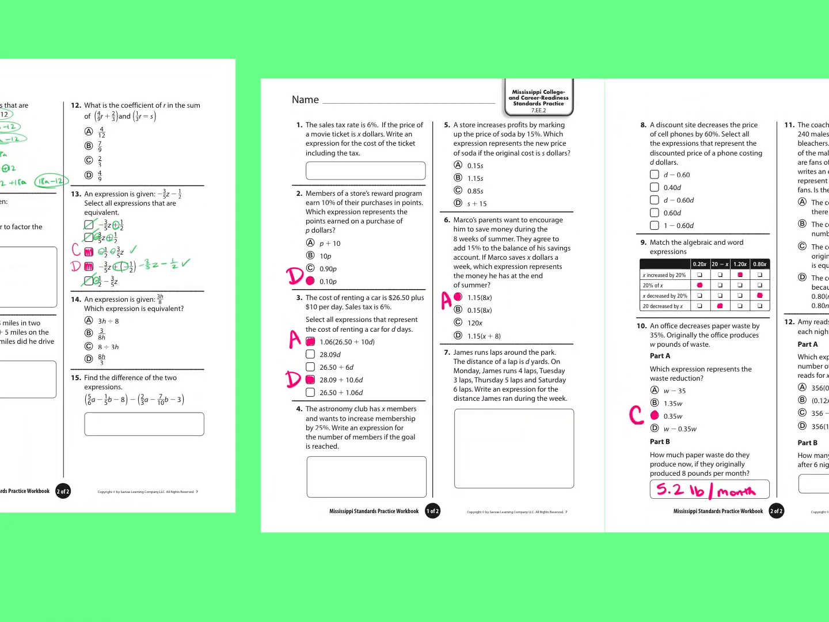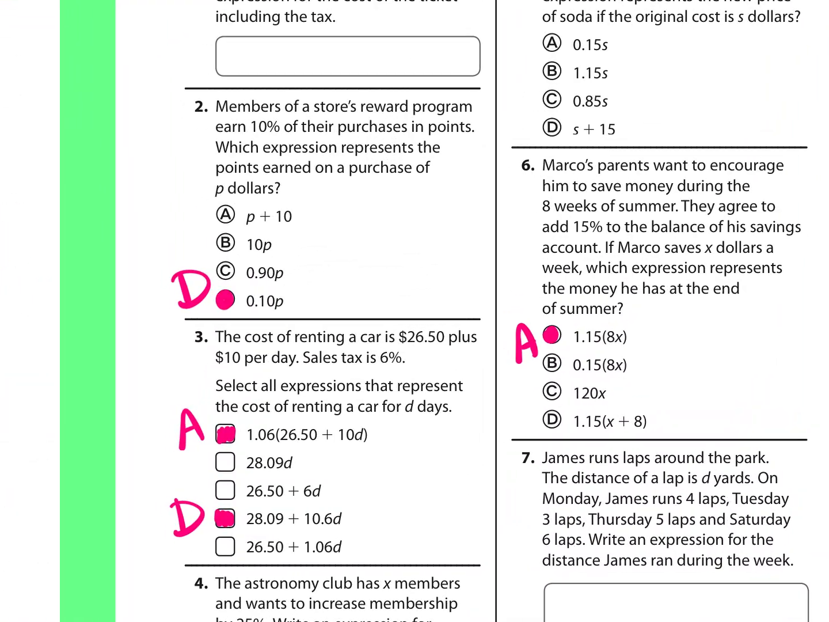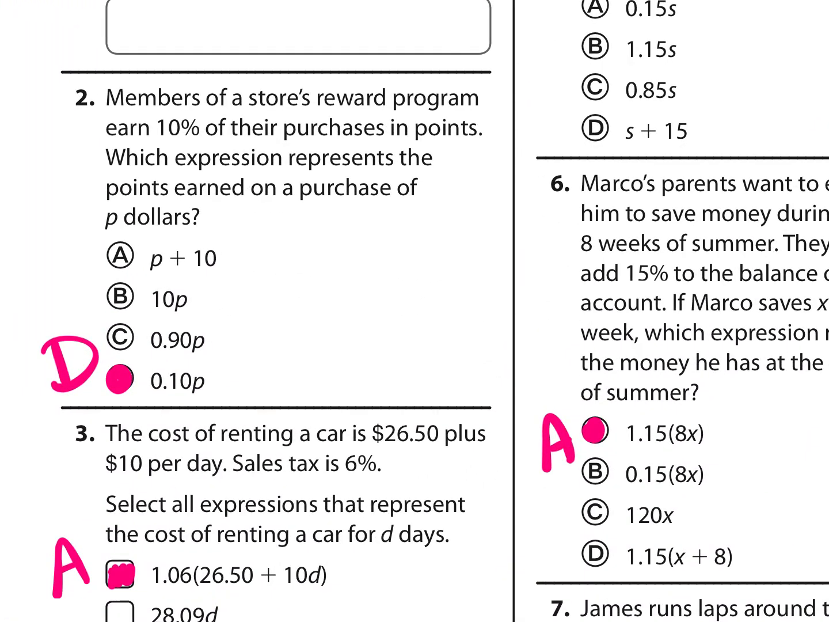Okay, moving on to EE2. Number 2, members of a store's reward program earn 10% of their purchases in points. Which expression represents the points earned on a purchase of $P? Well, it's not adding or subtracting anything. It's just saying they earn 10% of the purchase. So if we say 10% of P, that's 0.10 of means times P.